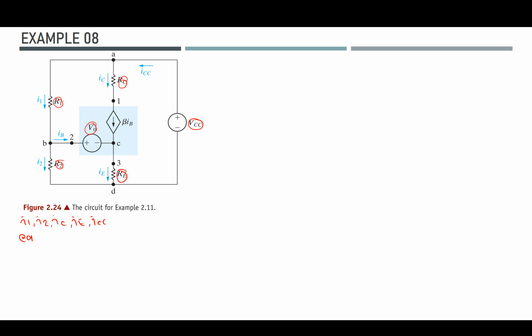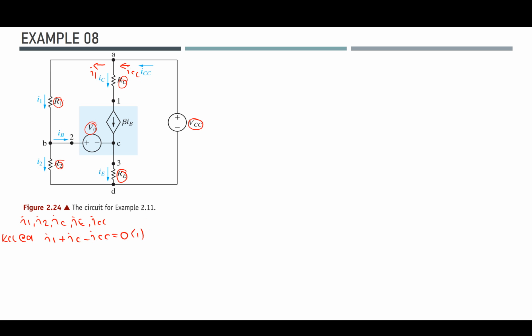At node A, I'm applying the KCL. I can write down that since I1 is coming in this direction, I have the ICC here and I have IC. It means that I1 plus IC minus ICC should be equal to 0. This is my first equation from point A.